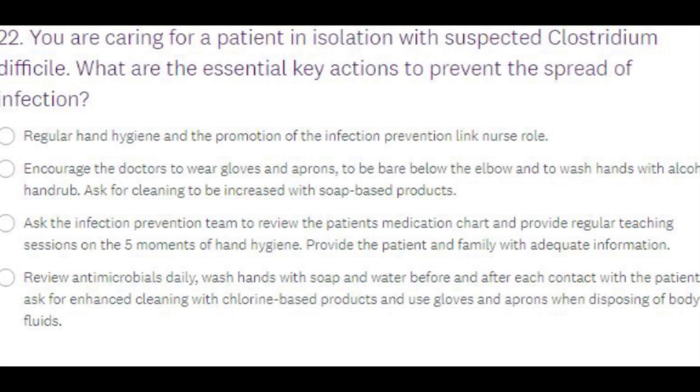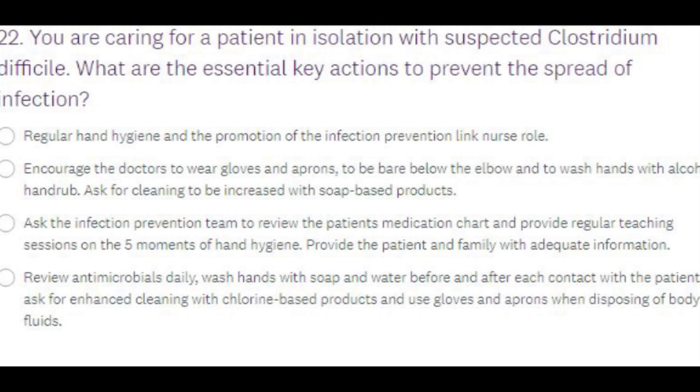Option C, ask the infection prevention team to review the patient's medication chart and provide regular teaching sessions on the 5 moments of hand hygiene. Provide the patient and family with adequate information. Option C, review antimicrobials daily. Wash hands with soap and water before and after each contact with the patient. Ask for enhanced cleaning with chlorine-based products and use gloves and aprons when disposing of body fluids.